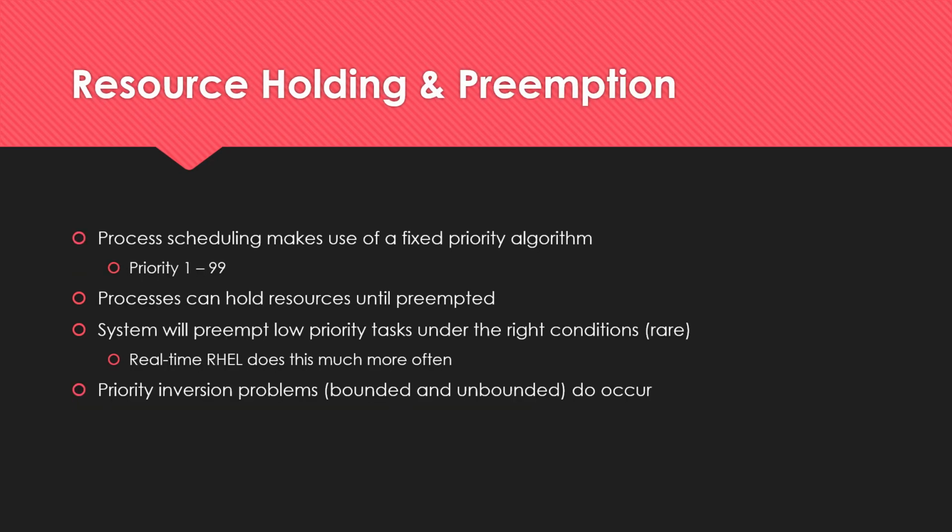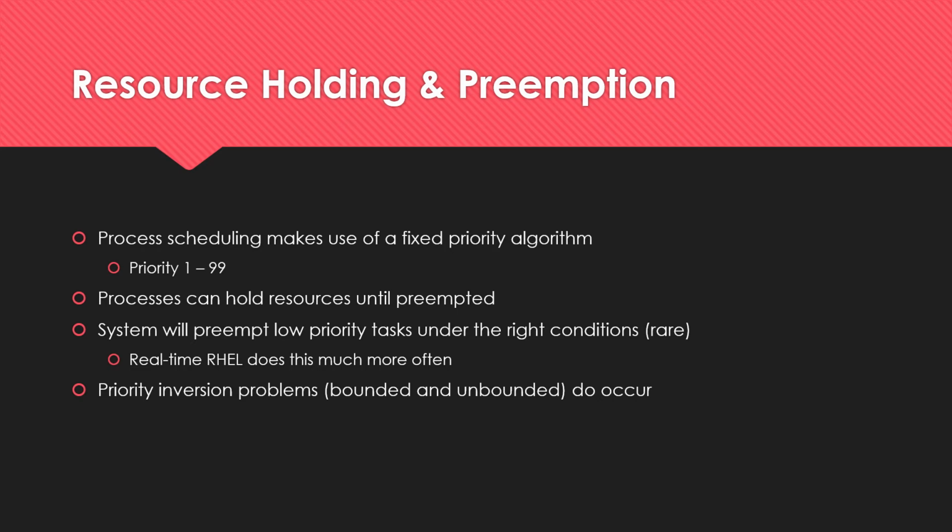Resources are allocated and processes are managed using a fixed priority scheduling algorithm, which assigns a priority from 1 to 99 to each inbound process. Processes that enter with the same priority can be handled according to an algorithm of the developer's choosing. Red Hat will preempt low priority processes that are holding resources at very specific non-critical points in their execution to make way for higher priority ones to run, although this is somewhat rare and resource holding can often be an issue with standard Red Hat.